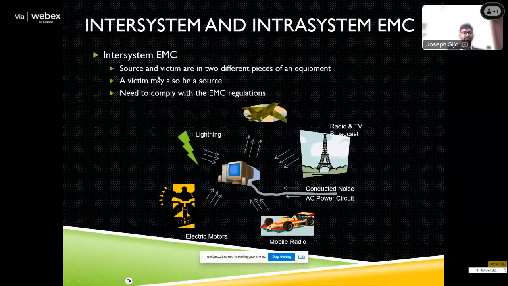In the same way, for inter-system EMC, the source and victim are two different pieces of equipment. The same source will emit radiation in the form of EMI, and it will be affected by some other devices also. In the same way, on the power lines and signal lines, distortion will occur from these devices also.